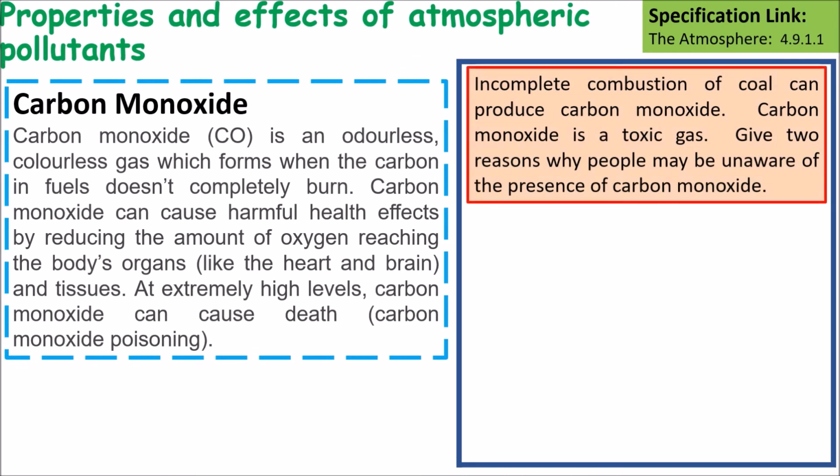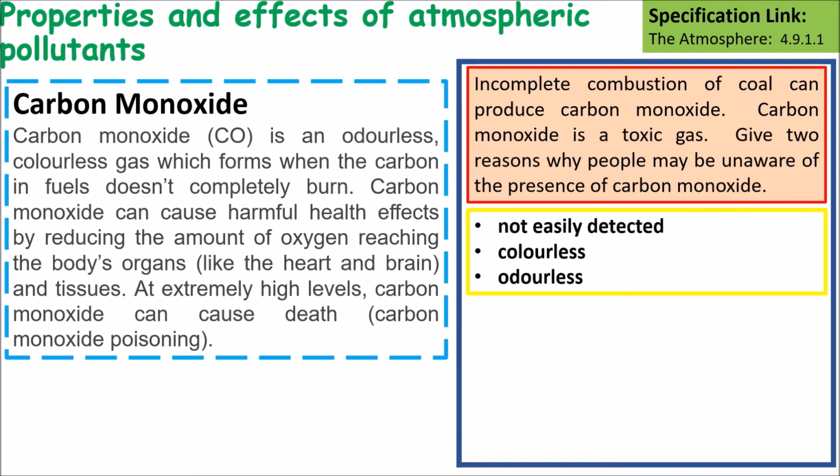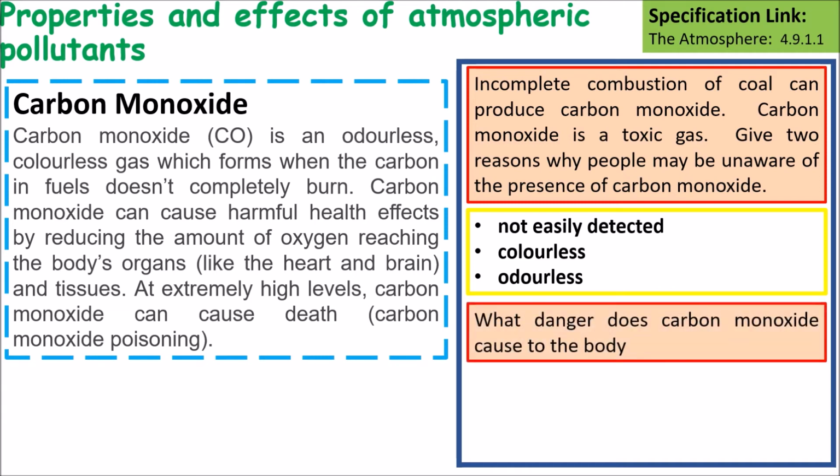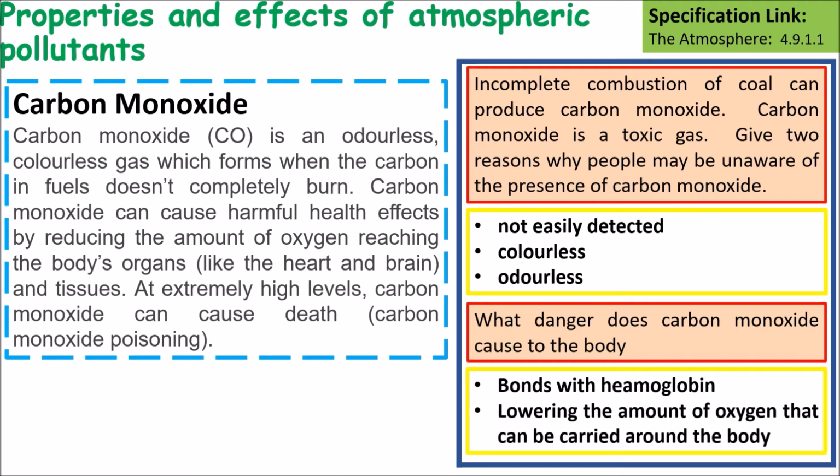So, incomplete combustion of coal can produce carbon monoxide. Carbon monoxide is a toxic gas. Give 2 reasons why people may be unaware of the presence of carbon monoxide. It's the fact that it's not easily detected: it's colourless and it is odourless. What danger does carbon monoxide cause to the body? The main one is that it bonds with hemoglobin, and because it's bonding with hemoglobin, it lowers the amount of oxygen that is being carried around.